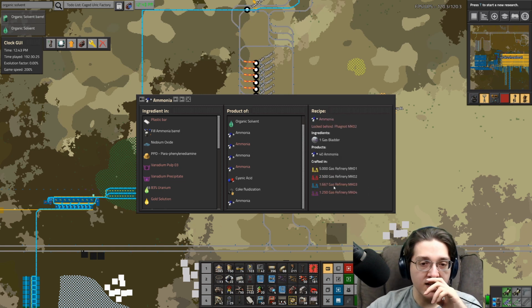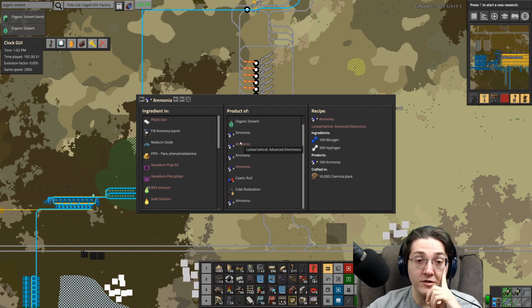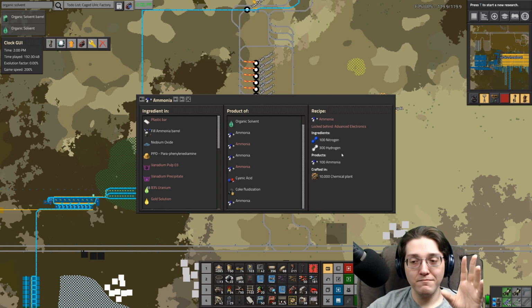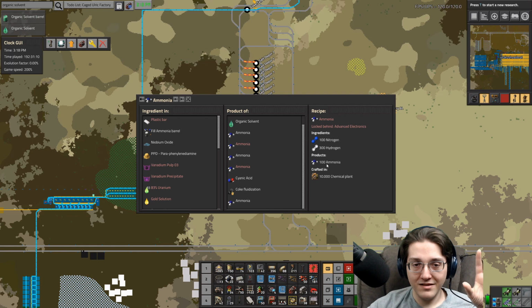At least until we get the gas bladder ammonia. That will be good. The nitrogen hydrogen ammonia, as much as I'm joking about the N2H2 giving you only 100 ammonia at the end, is actually decent enough, because both of these are free, just power. You can make as much ammonia as you want doing this process, although it is a little slow.